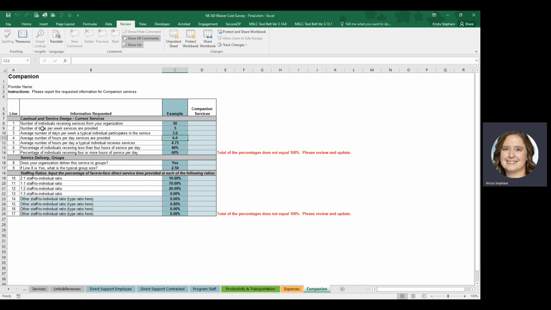The first item we are asking for is to indicate the number of individuals who are receiving services from your organization. These services should be related solely to companion services.